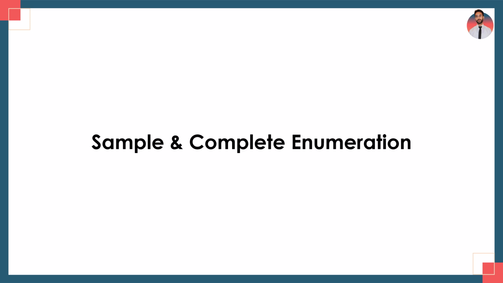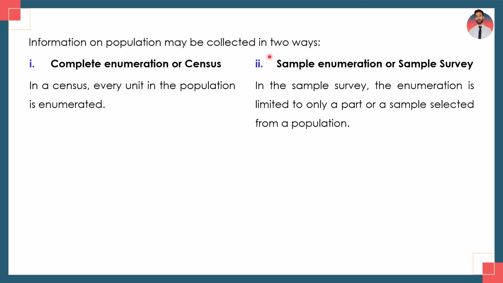Now students, in the fourth point, I will discuss sample and complete enumeration. Information on population may be collected in two ways. First of all, complete enumeration or census. In a census, every unit in the population is enumerated. It means that each and every unit has been counted or considered. On the other hand, in sample enumeration or sample survey, the enumeration is limited only to a part of the sample selected from a population, तो उसमें से हम लोग पॉपुलेशन का कुछ हिस्सा डिस्कस करते हैं. दिस इज कॉल्ड सैंपल सर्वे. दैट इज द डिफरेंस बिटवीन द कंप्लीट एन्यूमरेशन एंड सैंपल एन्यूमरेशन.